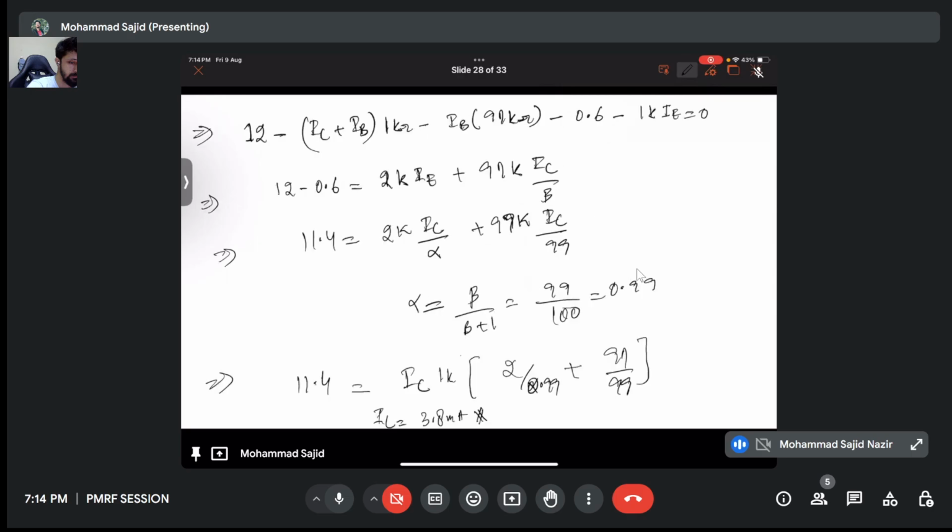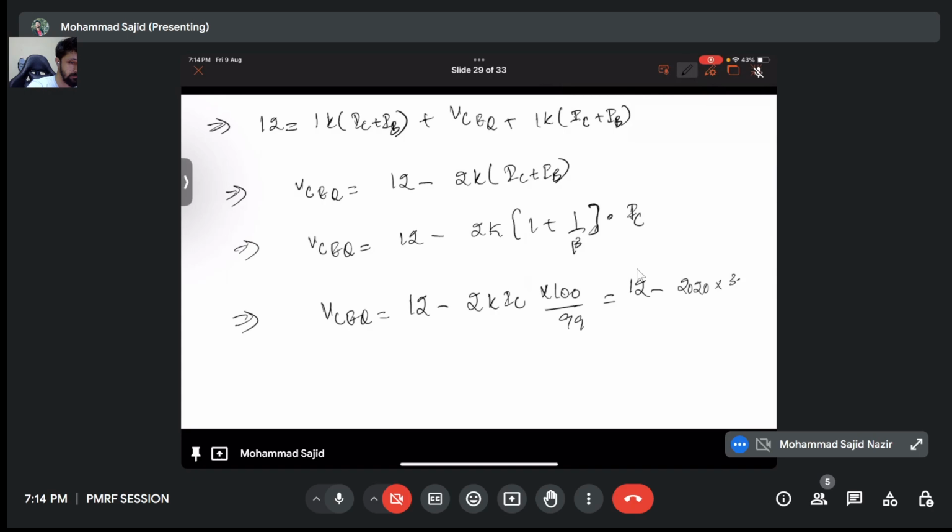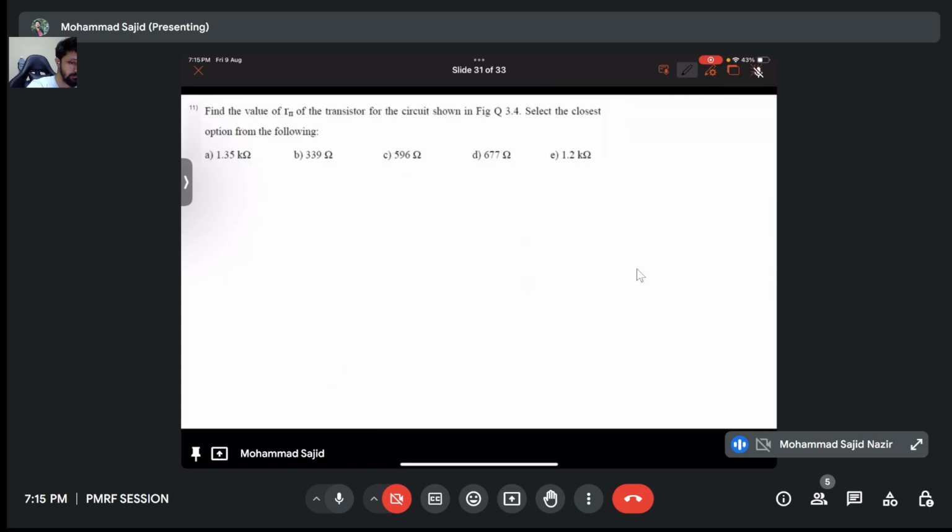What was the value of IC? 3.8 million. Multiply by 3.8. So this is somewhere around 4.32 volts. You can do the calculation as well and find the values. Okay, I hope that was clear.